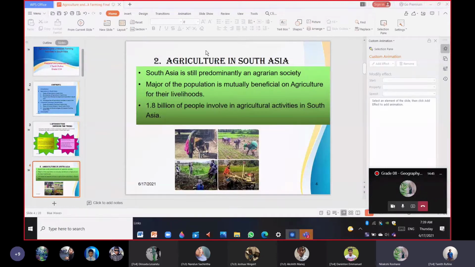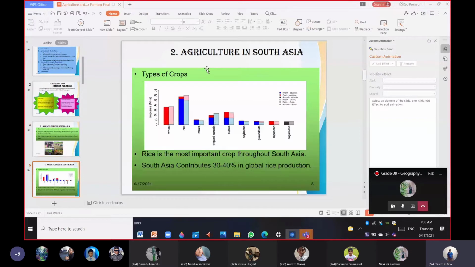So, next is about agriculture in South Asia. This is a graph that is taken from the World Bank Agriculture Center. By observing this graph, here are some of the crops that are grown in South Asia. You may observe that rice is the most important crop throughout. South Asia contributes 30 to 40% of the global rice production. We must all be very proud to be South Asian.